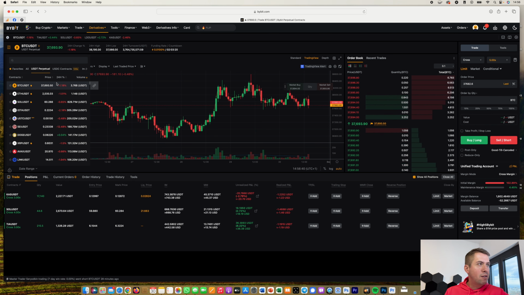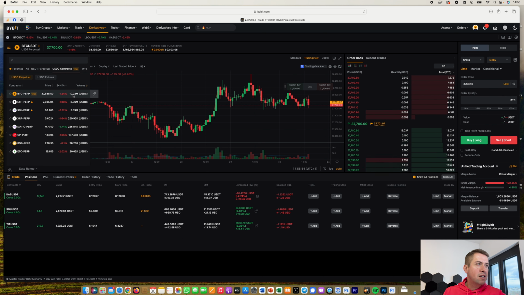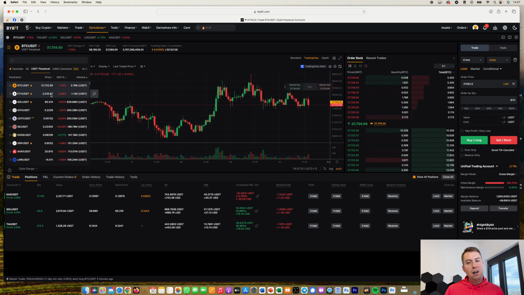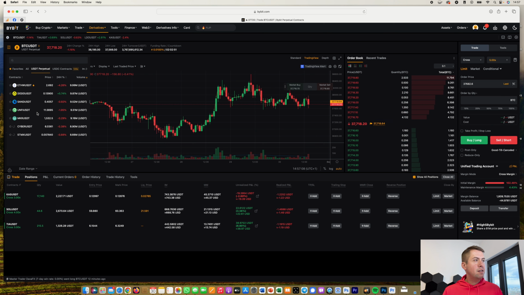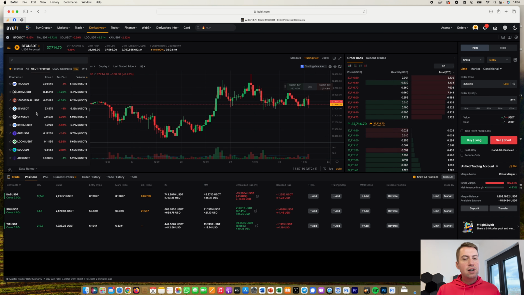If you just look at the volume here, the volume for Bitcoin in the last 24 hours was 3.76 billion USDT. And for USDC contracts, it was just 10 million USDC, so not much at all. So really most people are trading USDT contracts, and you basically also have the most contracts here by far. So they have several hundred different cryptocurrencies that you can trade here.